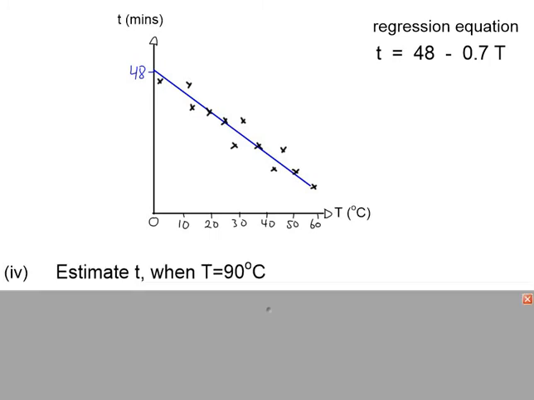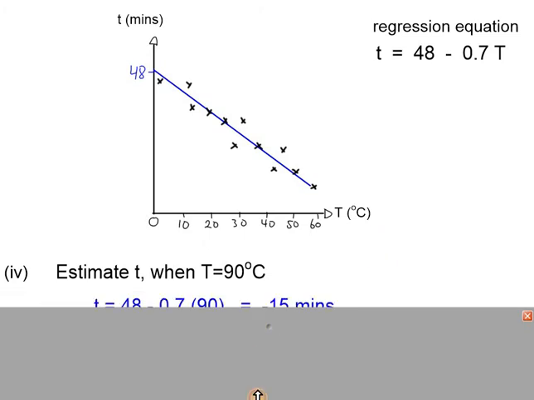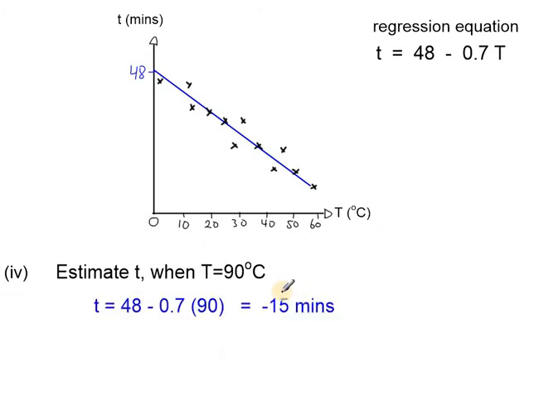Part 4, to estimate the time when the temperature is 90 degrees. Now 90 is out here somewhere on the graph, so we're extrapolating, and you can see we get a ridiculous value for the time taken when we substitute 90 into the regression equation. So because we're extrapolating, the estimate is unreliable and it's a meaningless value anyway.